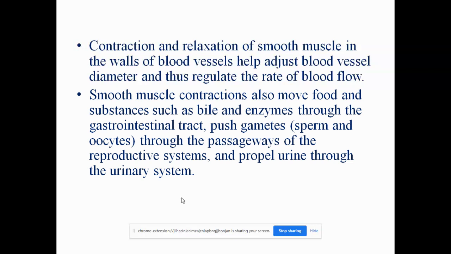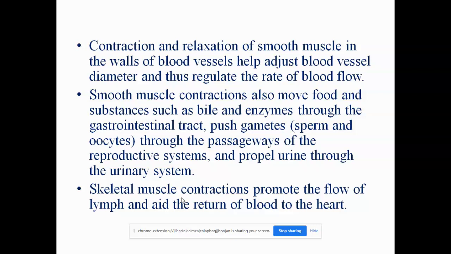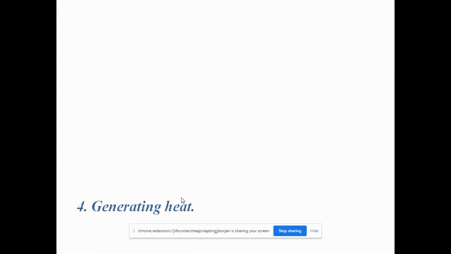vessel. Smooth muscle contraction also moves the food in the digestive tract, pushes the gametes through the reproductive system, propels urine through the urinary system, and serves many other functions. Whereas skeletal muscle contraction promotes the flow of lymph and also aids the return of blood to the heart.